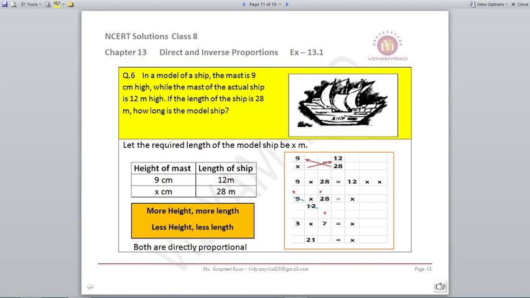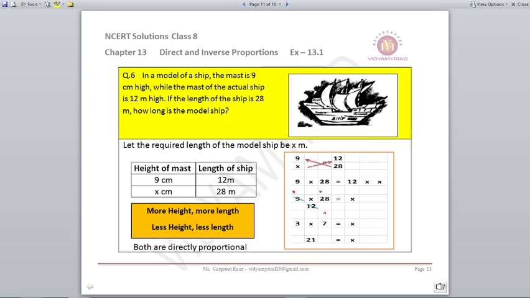Question number 6. In a model of a ship, the mast is 9 centimeters high, while the mast of the actual ship is 12 meters high. If the length of the ship is 28 meters, how long is the model ship? Now two criteria, height of the mast is given and length of the ship is given to us. When height is given as 9 centimeters, length is given as 12 meters. We need to find out the height of the mast. So let us assume it as x, and length is given to us as 28.